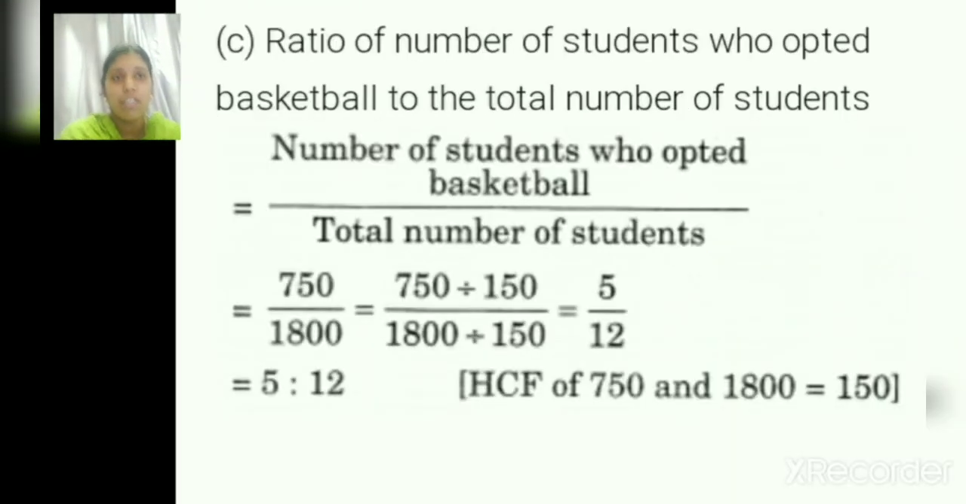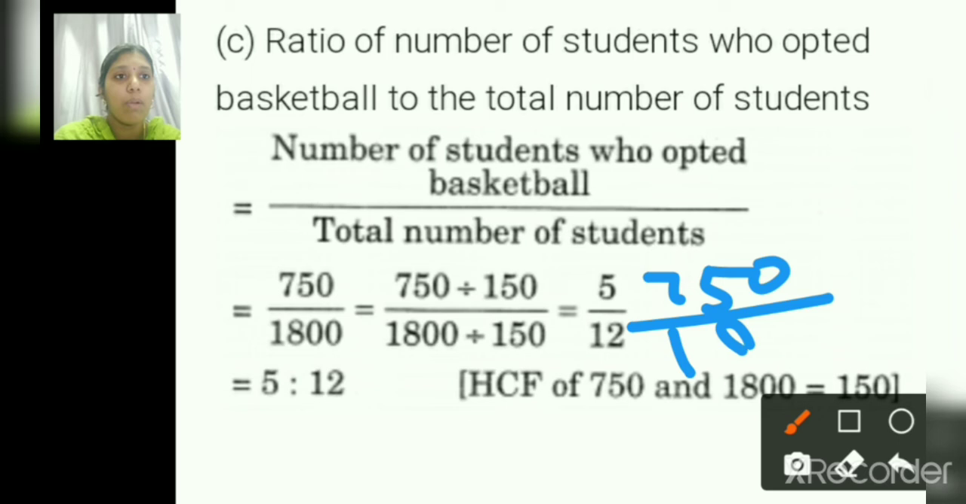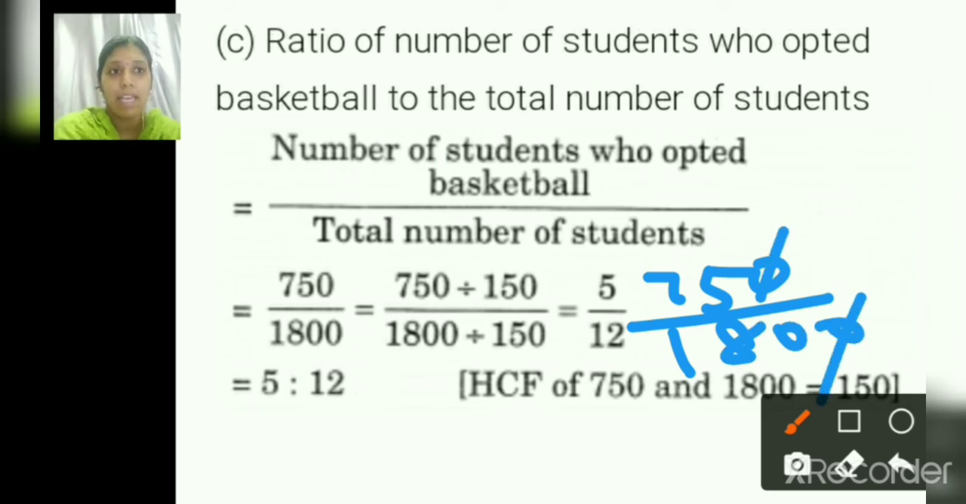Subdivision C. Ratio of the number of students who opted for basketball to the total number of students. Okay, so students who are opting for basketball is 750 and the total number of students is 1800. Okay, so we have 750 divided by 1800. Now the 0 from the numerator and denominator can be cancelled.